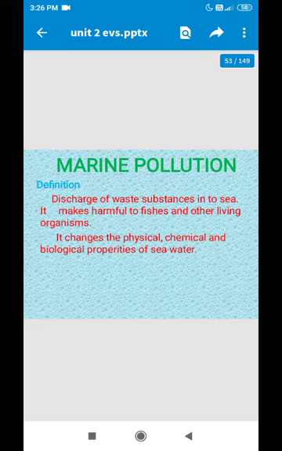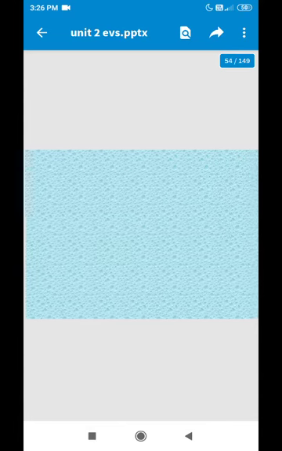Hi, now let us learn what is marine pollution. Discharge of waste substance into sea is referred to as marine pollution. It is harmful to fishes and other living organisms, and also it changes the physical, chemical and biological properties of seawater. This is referred to as marine pollution.